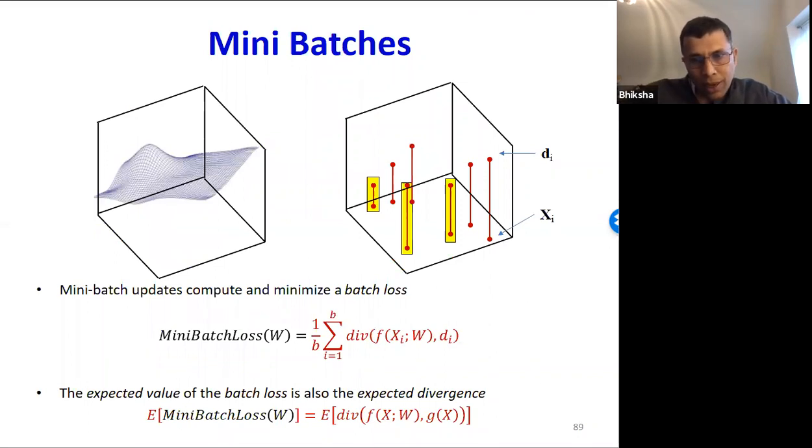Now, the loss minimized in each mini batch update is going to be the average divergence over the batch. What is the expected value of this mini batch loss? Just looking at this function, you should be able to tell me. Anyone?